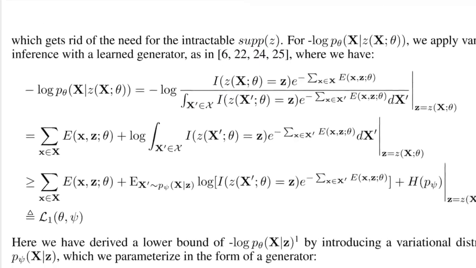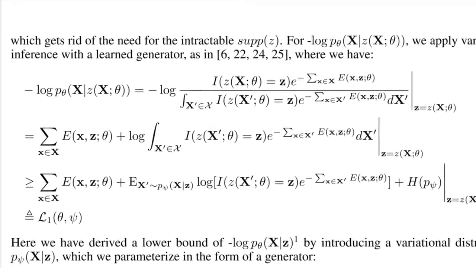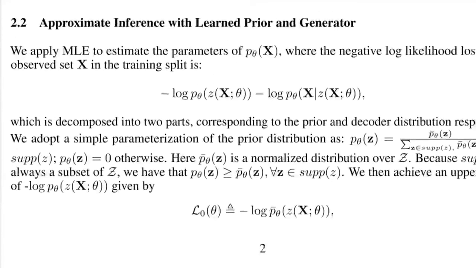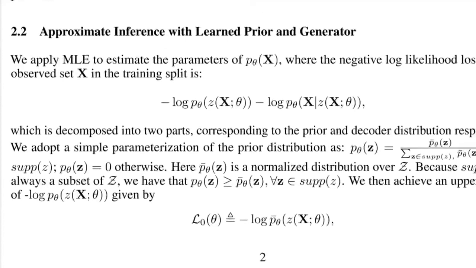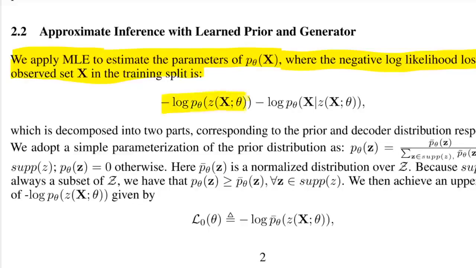So here is what we optimize ultimately. We optimize, or one of the things we optimize is, or are we? Okay, yeah. So they say we apply maximum likelihood estimation to estimate the parameters of the thing we just defined, where the negative log likelihood loss for an observed set in the training split is this. So this is simply the negative log likelihood.